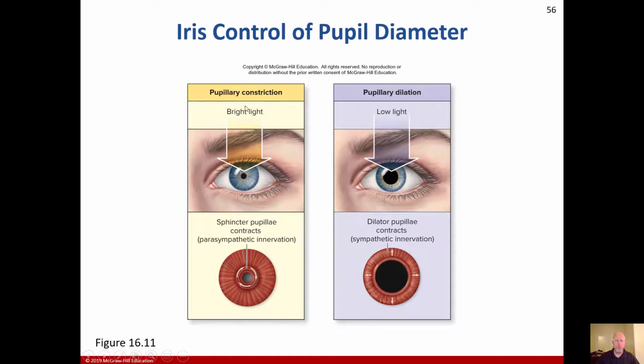Control of pupil diameter. You certainly should know the pupillary constriction. In bright light, the sphincter pupillae is going to contract with parasympathetic innervation, and so it constricts. For pupillary dilation in low light, we're actually going to see the dilator pupillae contracting with sympathetic innervation, and it dilates. Okay?